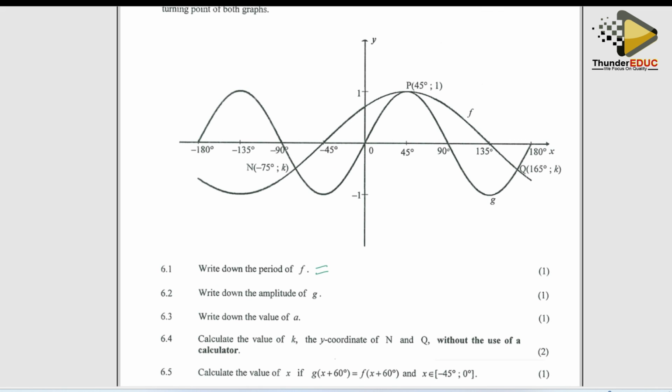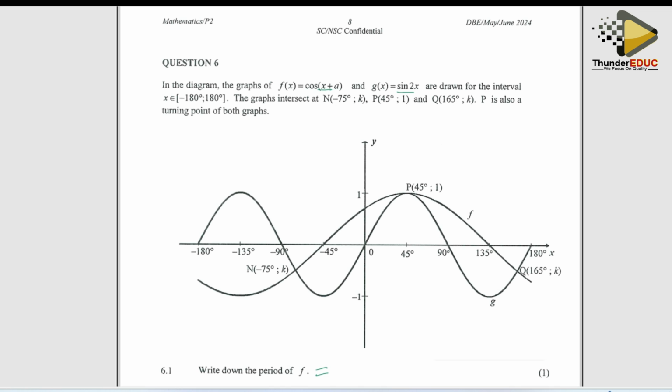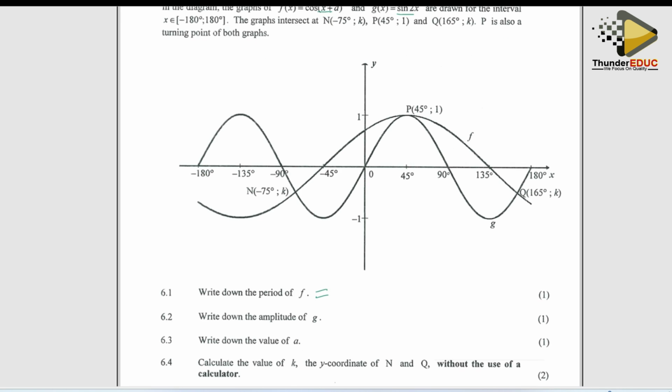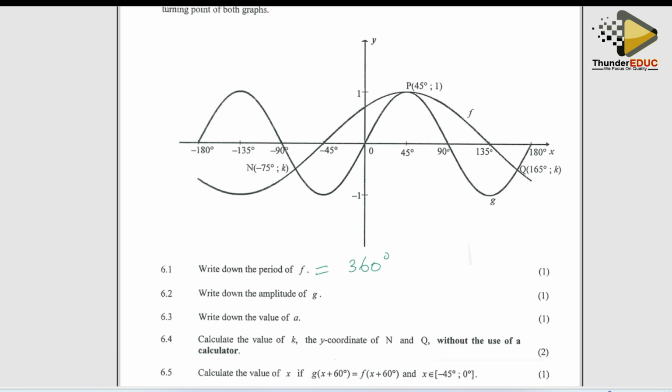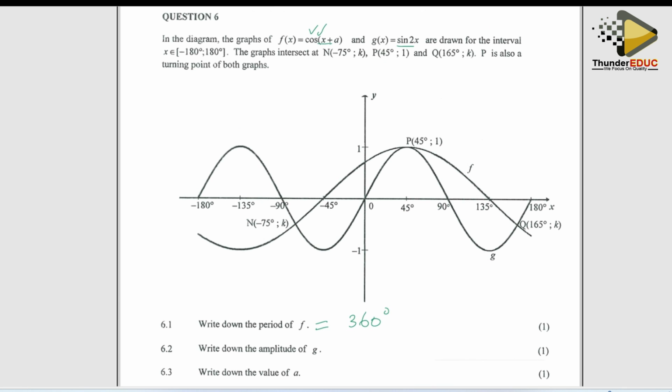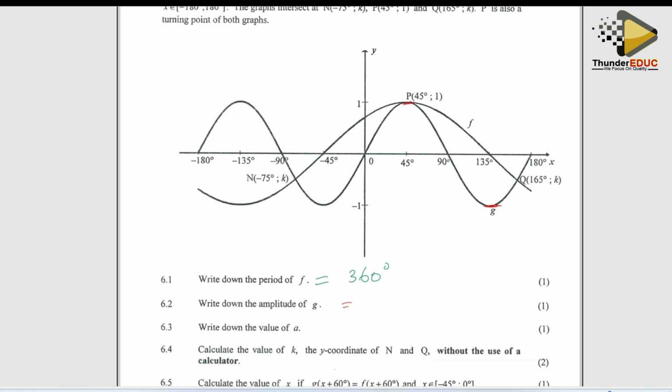So the period of f, for a sine and a cos, the period is always 360. So in that case, my answer is just going to be 360 degrees. Okay. And then for the amplitude of g, the maximum displacement, that's a negative one, that's a positive one. So the amplitude of g is 1.